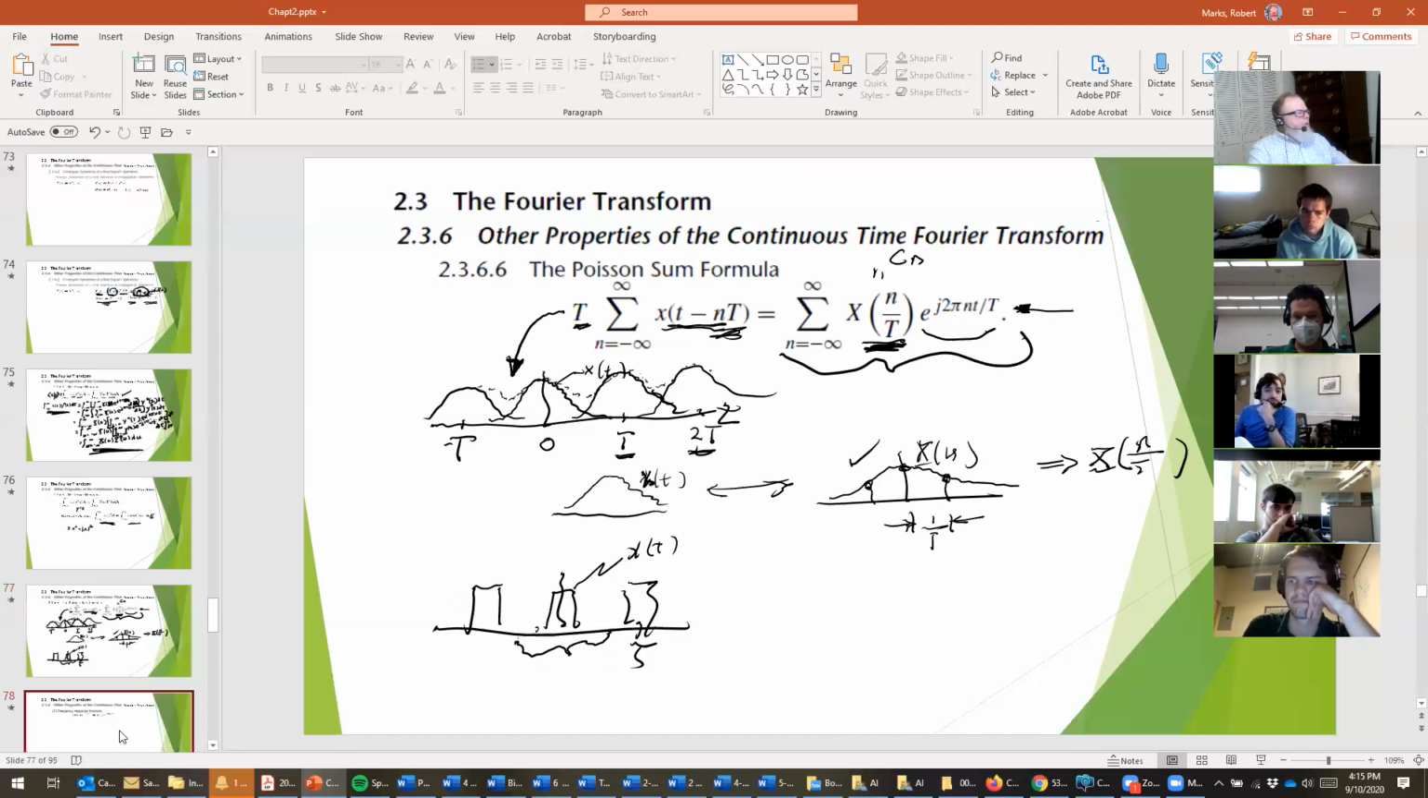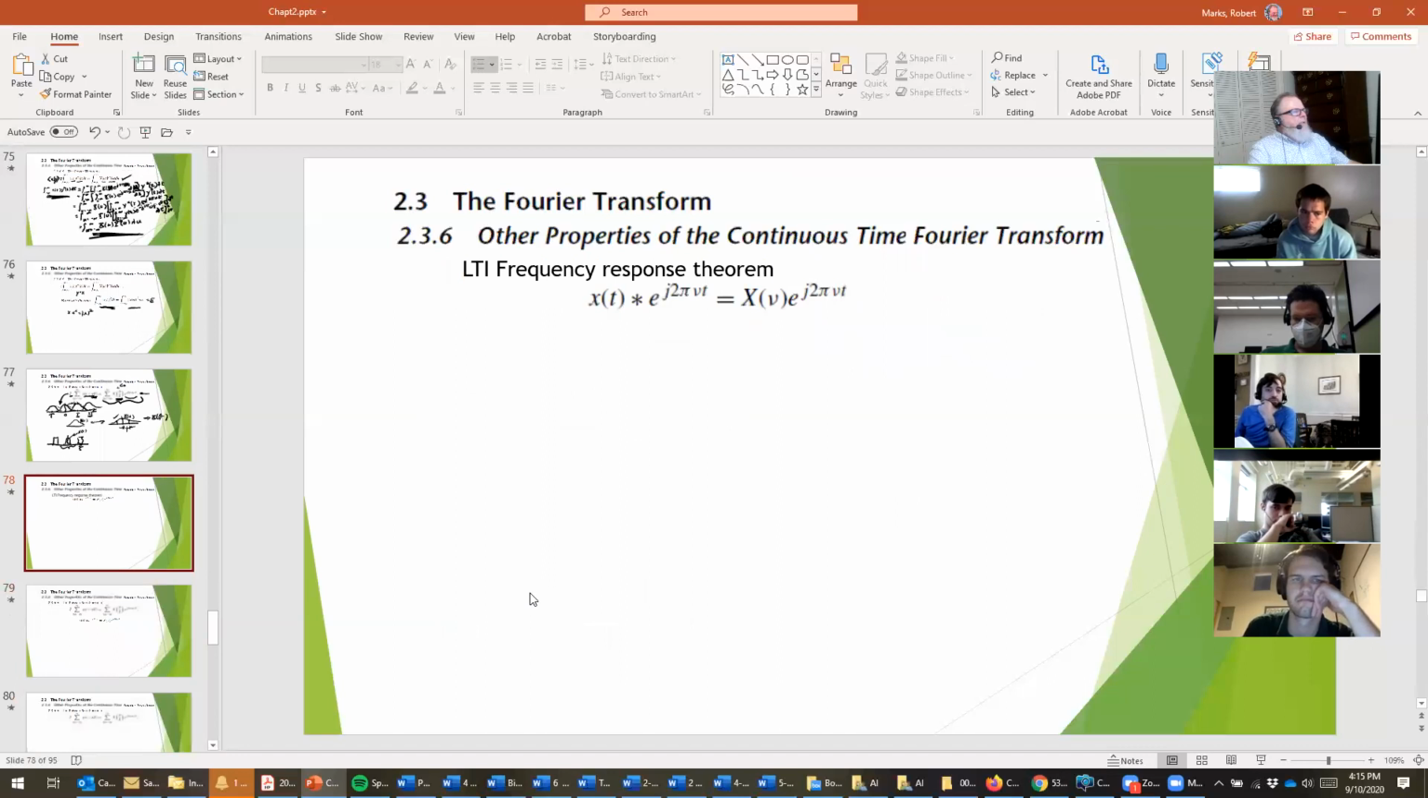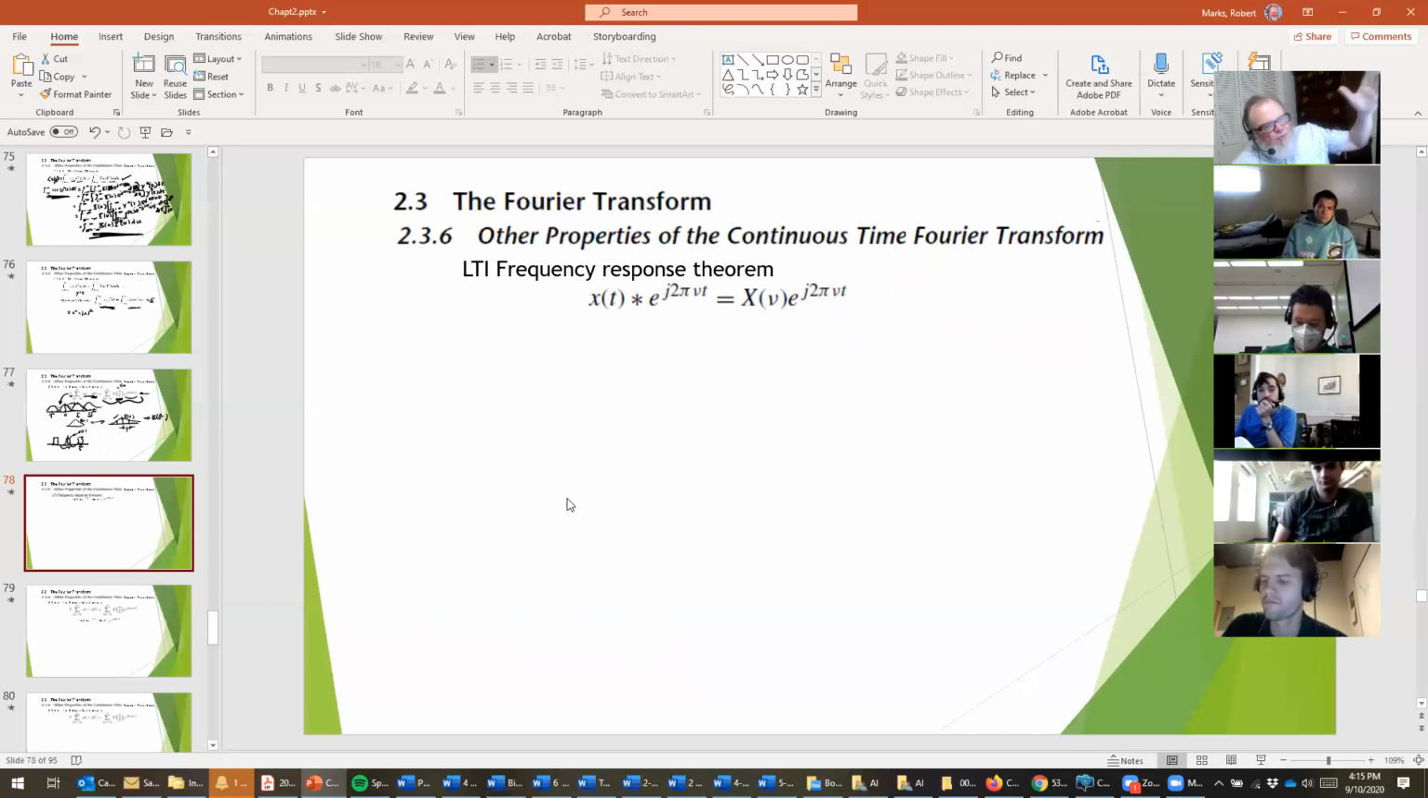Next thing I did want to talk about is, well, yeah, let's go ahead and talk about this. This is the LTI frequency response theorem. This is not in the book. I suspect it should be. This is very interesting. You all know about LTI systems. You remember them from undergraduate education, right? Linear time invariant.